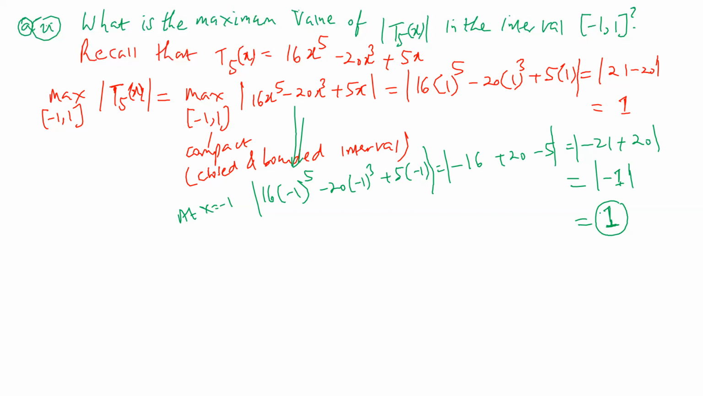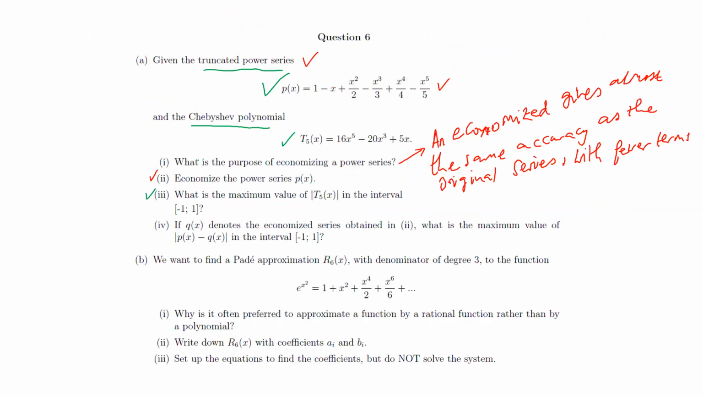Okay. There are a couple of ways to reason this out, but there cannot be a value that is bigger than 1. Right, because you can see it is the case at x equal to minus 1 and also at x equals 1. So what is the maximum value of the Chebyshev polynomial in the closed and bounded interval? It is 1. That is the maximum value.